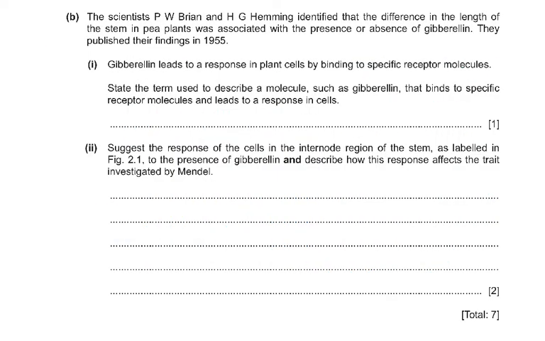B part of the question, the scientists P. W. Bryan and Hemming identified that the difference in the length of the stem in pea plants was associated with the presence or absence of gibberellin. They published their findings in 1955. Gibberellin leads to a response in plant cells by binding to specific receptor molecules. State the term used to describe a molecule such as gibberellin that binds to specific receptor molecules and leads to a response. Well, that's a ligand. That's the new name in the new syllabus.